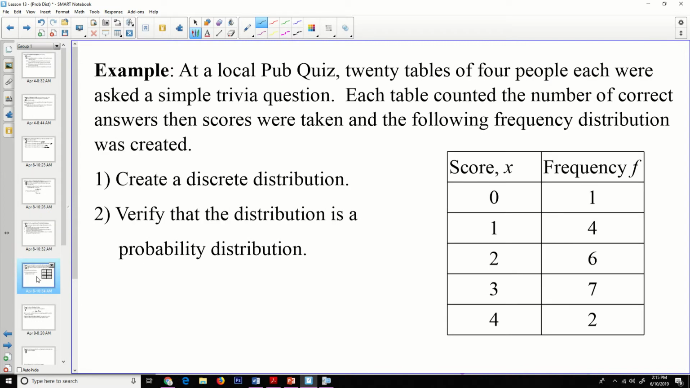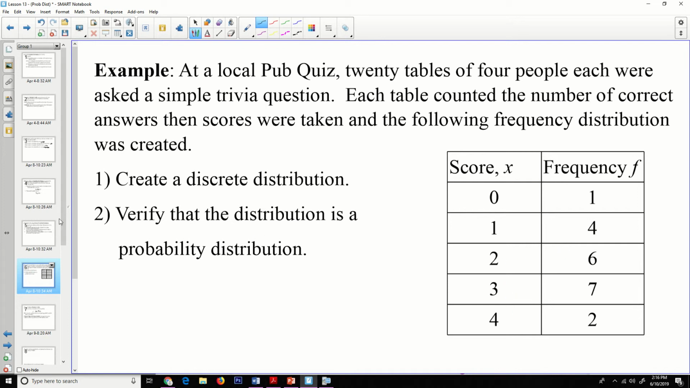So let's do an example. At a local pub quiz, 20 tables of 4 people were asked a simple trivia question. Each table counted the number of correct answers, then the scores were taken, and the following frequency distribution was created. So a score of 0 means that there was one of the 20 tables where nobody got the question right. There were 4 tables where one person got the question right. There were 6 tables where 2 people got it right. There were 7 tables where 3 people got it right. And there were 2 tables where all 4 of the people got the question right.